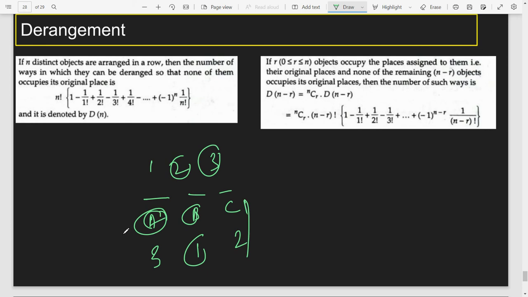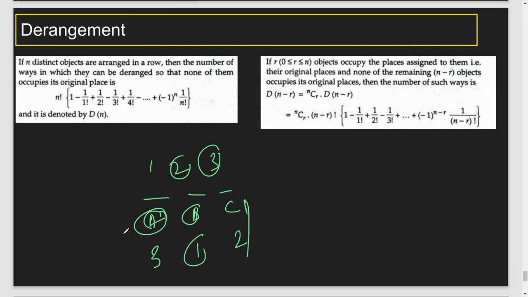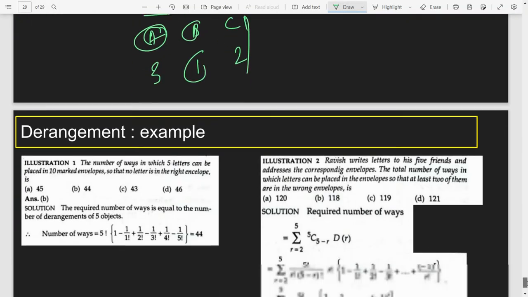So de-arrangement means whatever the original order was, you are changing the order such that all of the elements are distributed in different locations and not their original location. This can be done in this particular way. It is represented by Dn, meaning de-arrangement of n. It is the number n factorial times 1 minus 1 over 1 factorial plus 1 over 2 factorial minus 1 over 3 factorial, something like that. Okay. Let's see the examples.